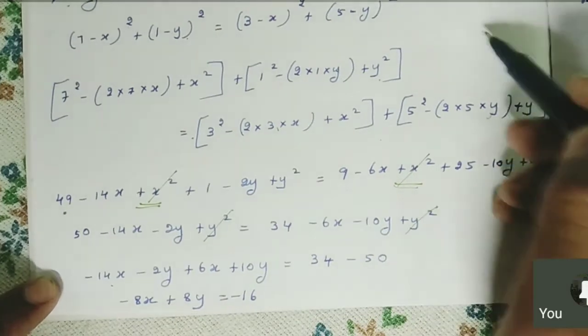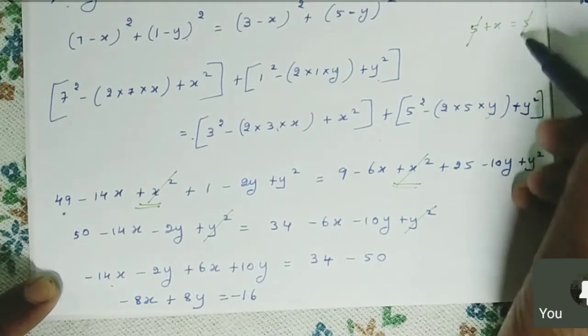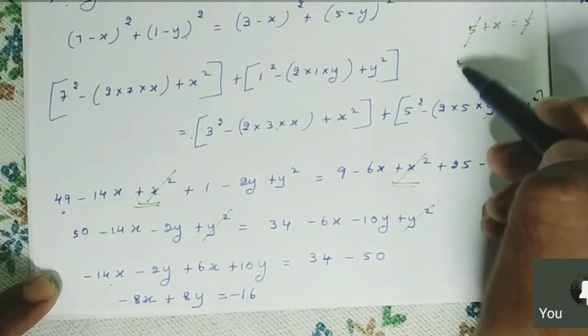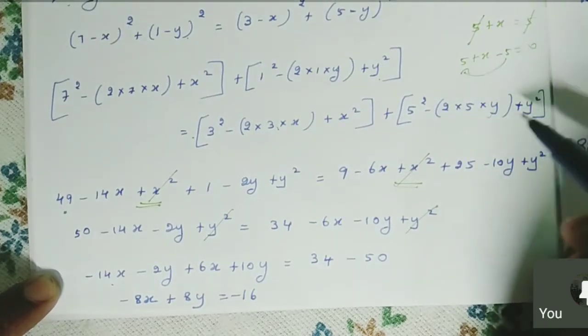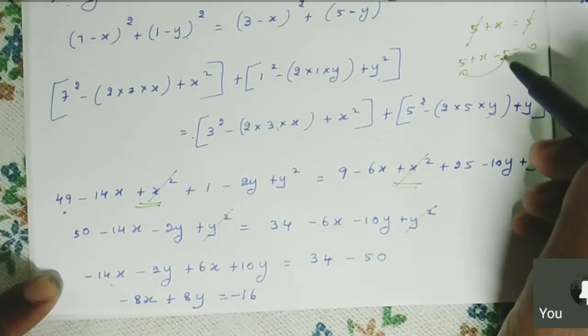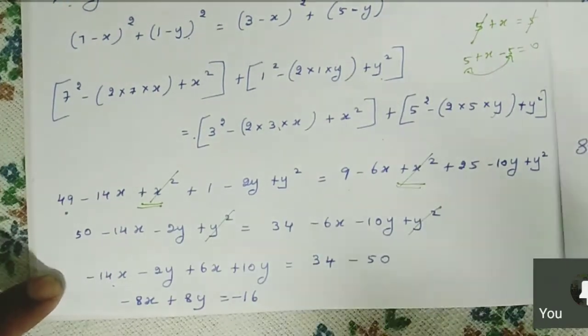For example, here 5 plus x is equal to 5. Now shall we cancel the 5 or not? Because when you are transposing a 5 to this side, it becomes minus 5 equal to 0. So plus 5 minus 5 is 0 only, no? In the same way, x squared plus x squared cancel.